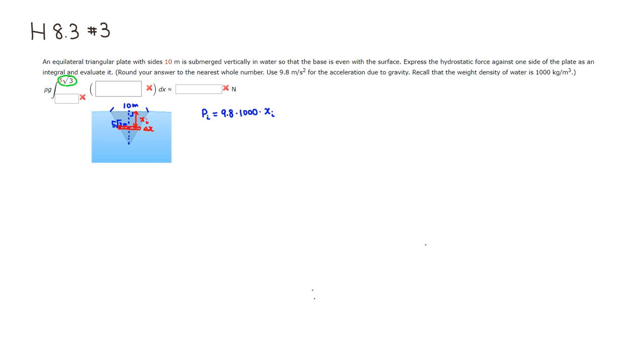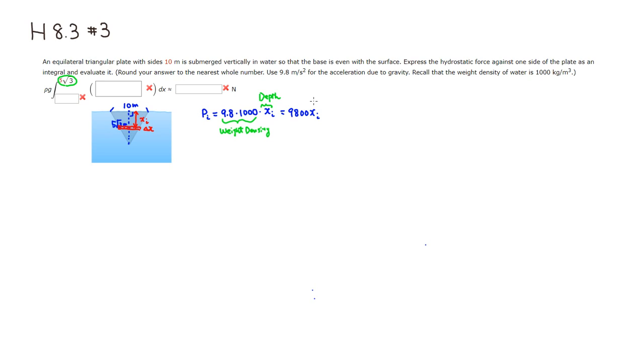So this part is the weight density, and this part is just the depth. If you clean it up, it's going to be 9,800 xi. So that's the pressure.